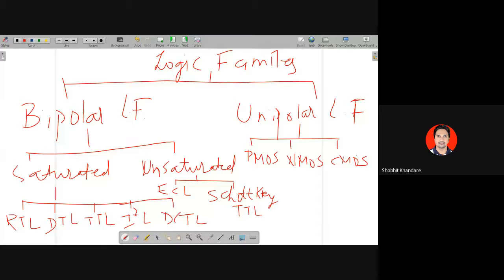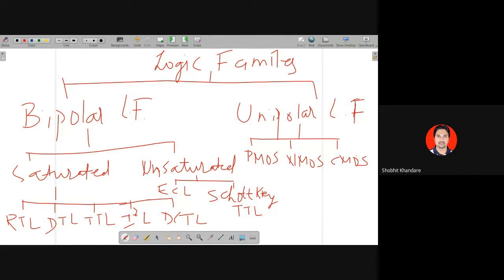Okay, so these are the logic families, the classification of logic families. You can write down the heading of this particular tree diagram as a classification of logic families. So broadly, your logic families is categorized into two parts, bipolar logic families and unipolar logic families. In bipolar logic families, you have saturated and unsaturated one. In saturated, you have many. Out of that, I have just cited five of them. One is RTL, the second one is DTL, the third one is TTL, fourth one is I2L, and the fifth one is DCTL.